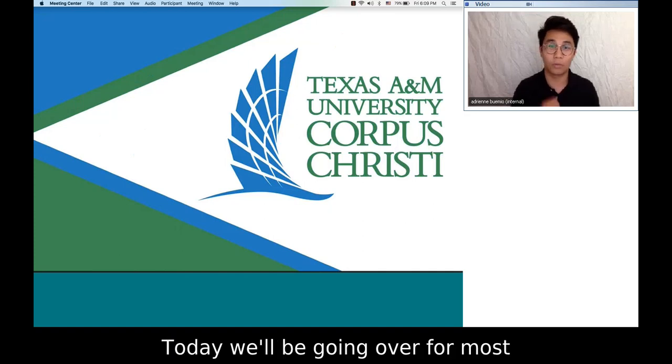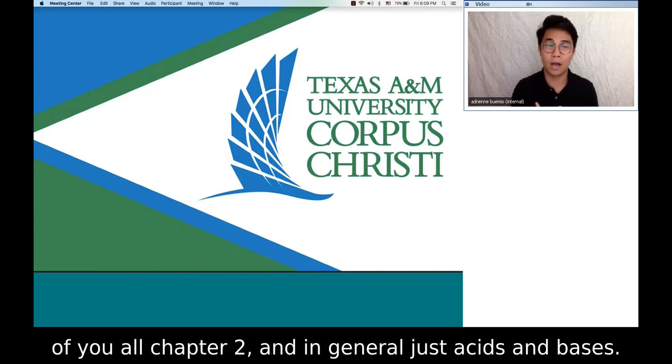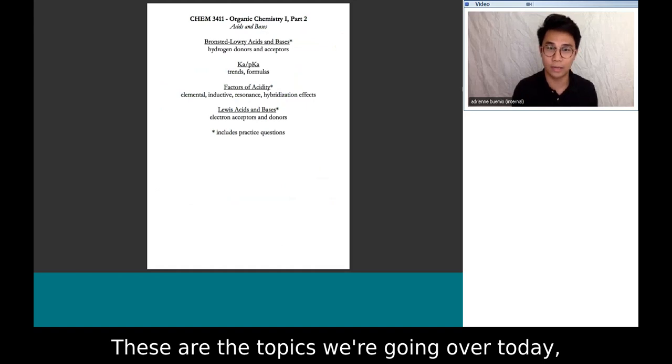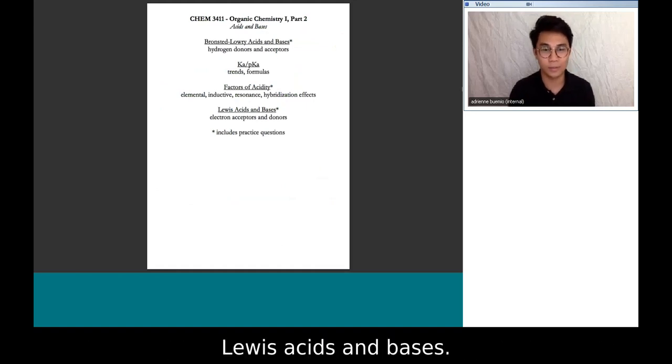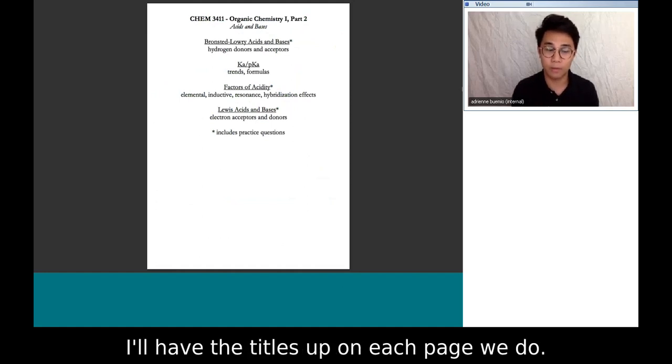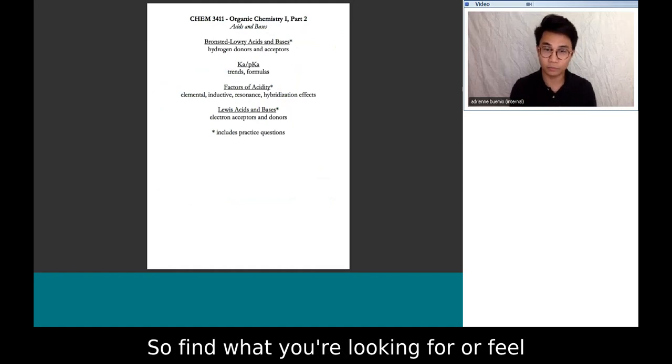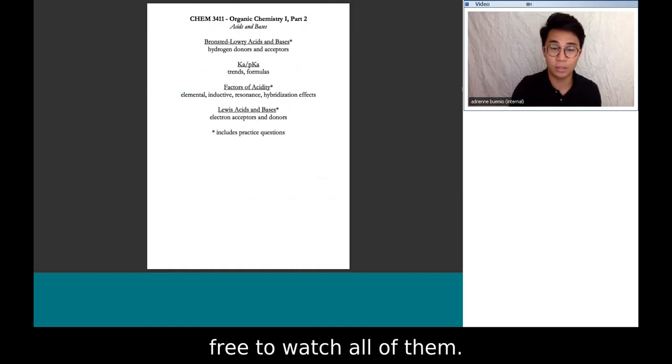Today we'll be going over, for most of y'all, Chapter 2, and in general, just acids and bases. These are the topics we'll be going over today: Bronsted acids, bases, Ka, factors of acidity, Lewis acids and bases. You can feel free to skip around. I'll have the titles up on each page we do. So find what you're looking for, or feel free to watch all of them, and hopefully that helps.